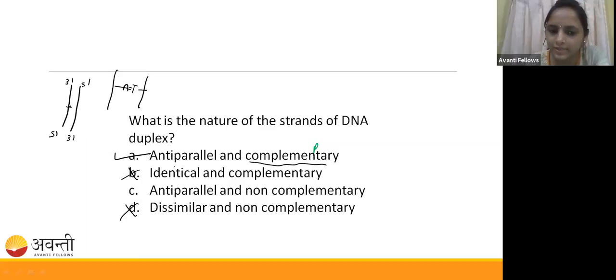In option A, they are given as antiparallel and complementary. In option B, they are given as identical and complementary. Complementary is correct, but the strands are not identical, so option B is wrong. In option C, they are given as antiparallel and non-complementary. Yes, they are antiparallel, but non-complementary is wrong, so this is also wrong. The correct option is antiparallel and complementary in nature.